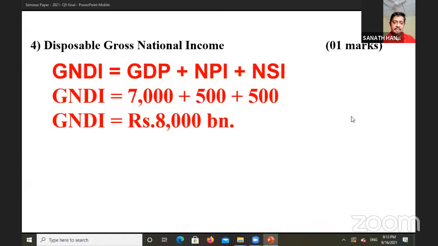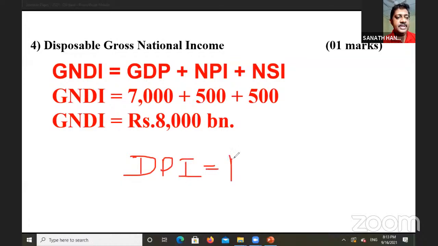Next, personal income and disposable personal income. To calculate personal income, there are 7 adjustments, right? Finding disposable personal income is easy. Disposable personal income equals personal income minus personal direct taxes.